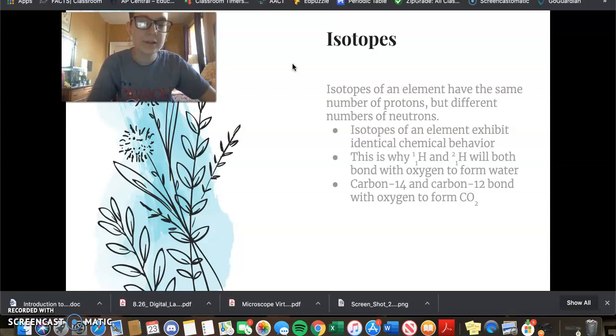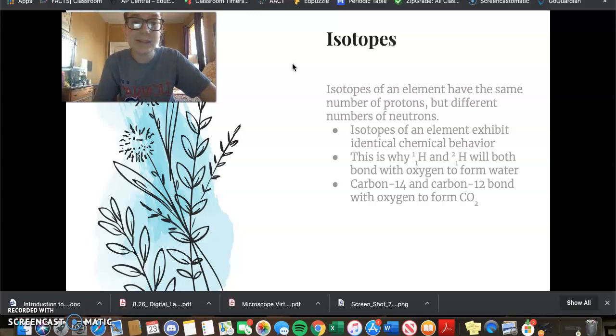Same thing with electrons. If you change the number of electrons, you go from having a neutral atom to an ion. So unless you do that, your number of electrons is going to be the same. So the only thing that really differs with isotopes is the number of neutrons.